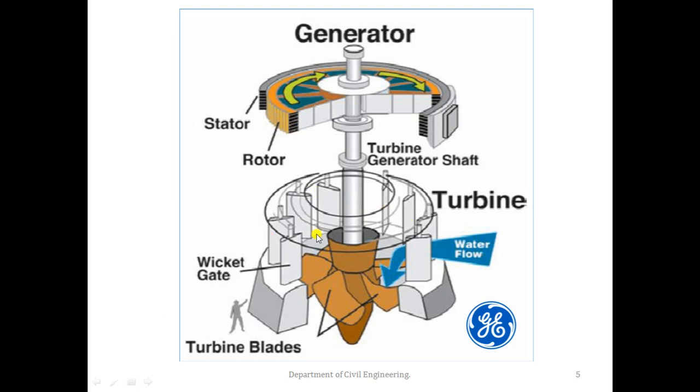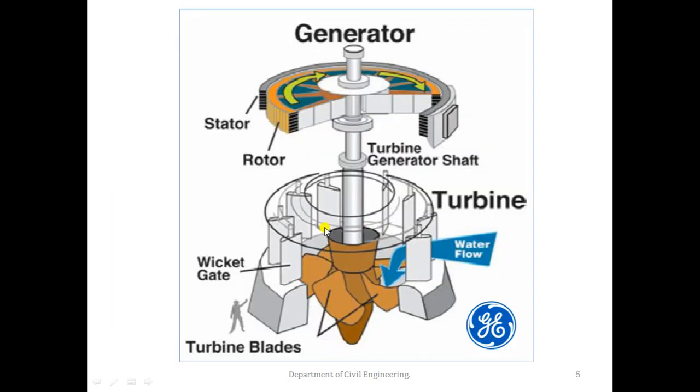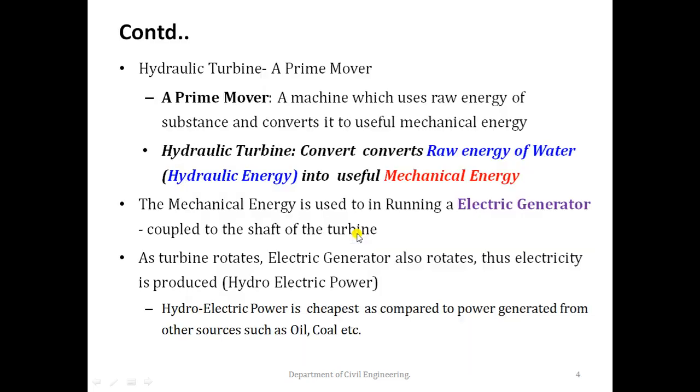So in this diagram you can see the bottom portion is the turbine part and the top portion is the generator part. As water works on the turbine, it is set into rotation. As the turbine rotates, the generator also rotates, since the generator and the turbine are connected through a common shaft. Thus electricity is produced, which is hydroelectric power, and this hydroelectric power is cheapest as compared to the power generated from other sources such as oil and coal.